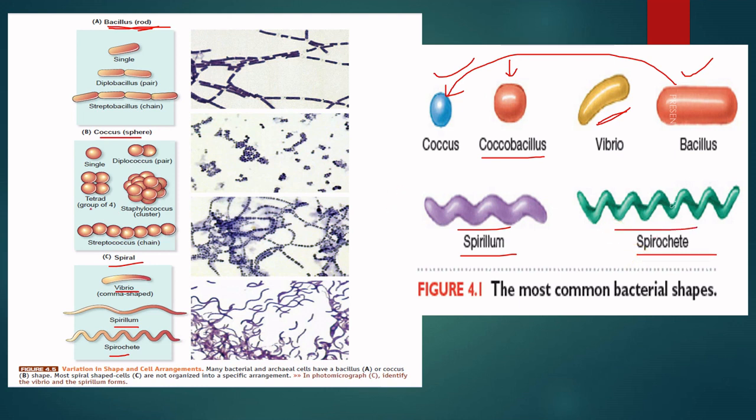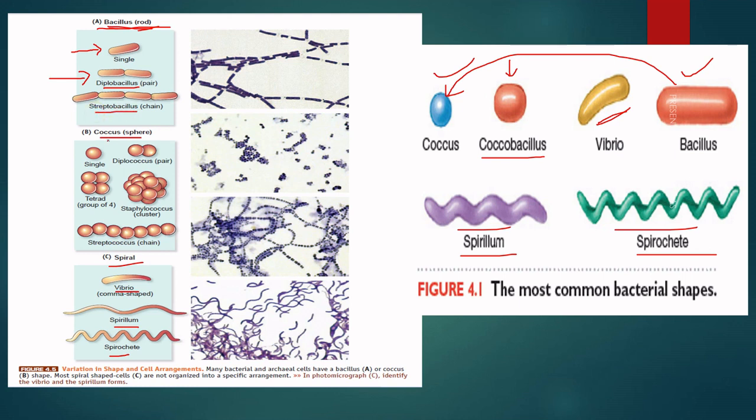Okay, so now we will discuss the arrangement of the bacterial cells. Suppose a bacillus cell is present in single form, so it is normally called bacillus. If this bacillus or rod shaped bacteria is arranged in a diploid structure, then it is called the diplobacillus. If they are present in chain form, then it will be called the streptobacillus.